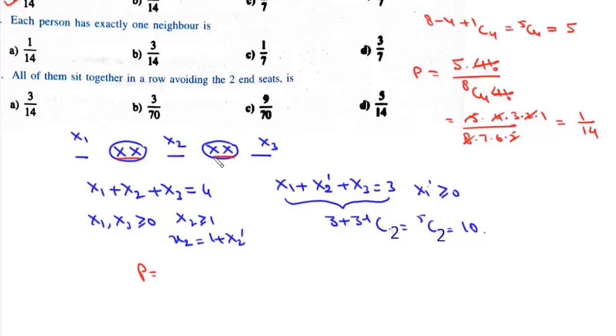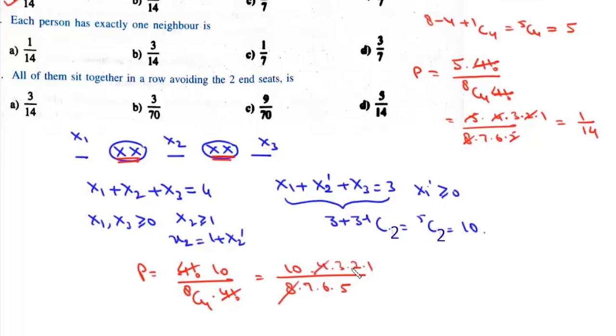Now we have 4 places here. In these 4 places, we can arrange these 4 people in factorial 4 ways, and then the total number of ways of selecting these 2 and 2 seats will be 10 divided by the total number of ways of arrangement, which is 8C4 into factorial 4. Now this factorial 4 will cancel. Now this is 10 and this is 8, 7, 6, 5 and this is 4, 3, 2, 1. Now 4 and this is 2. So this probability is nothing but simply 1 by 7, and that's your option C.